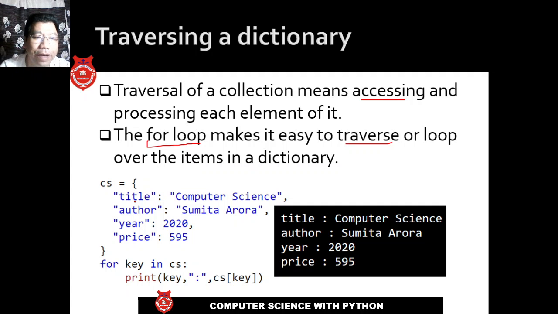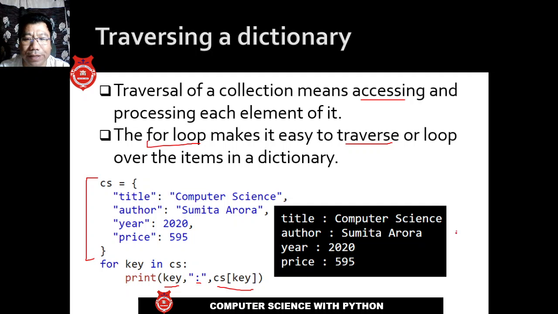For example, let us take the same example, the CS dictionary. In the CS dictionary, we have title, author, year, and price. All right, so if we want to access all the keys one by one, we can say for key in CS colon, and we are going to print out the keys, and we are going to put a colon in between, and we are going to put the values.